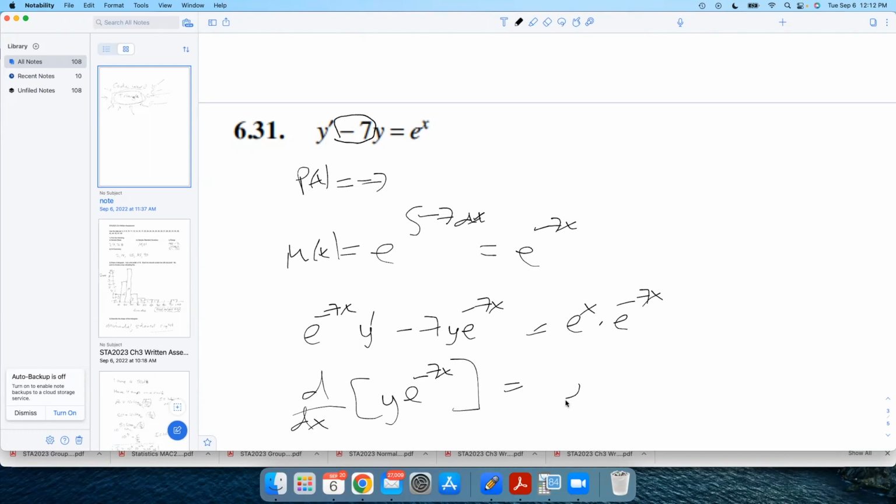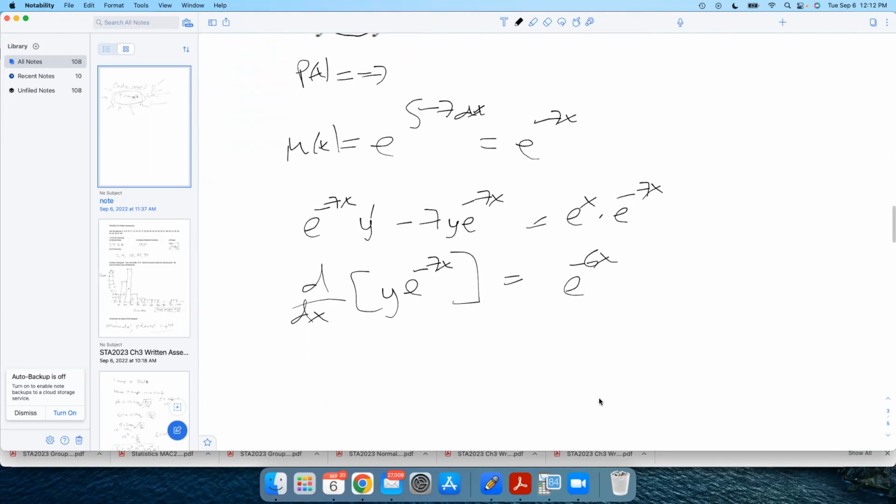Over here, I can just clean that up. That'll be e to the -6x. It's just rules of exponents. And you should check, do it on your own, check and make sure that if I take the product rule here of this guy, I do in fact get this left-hand side. And I do. Then I integrate both sides.